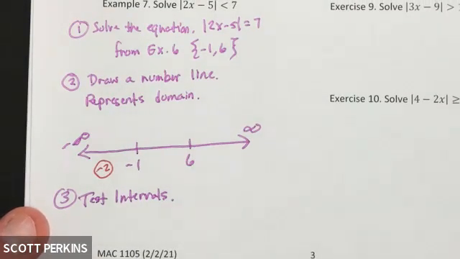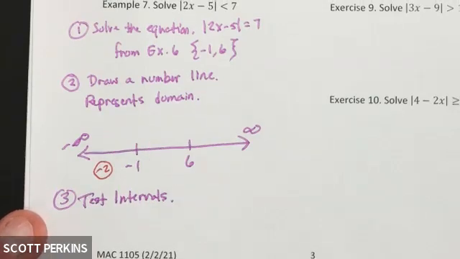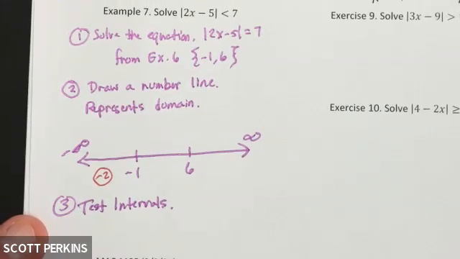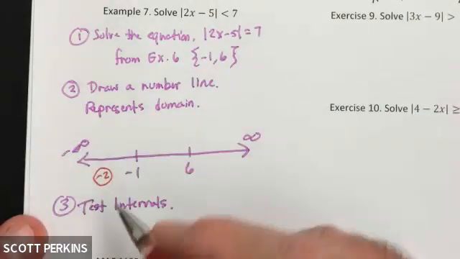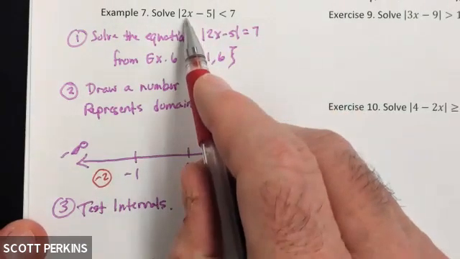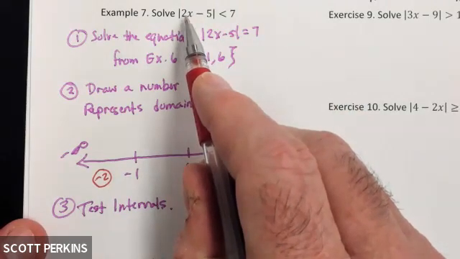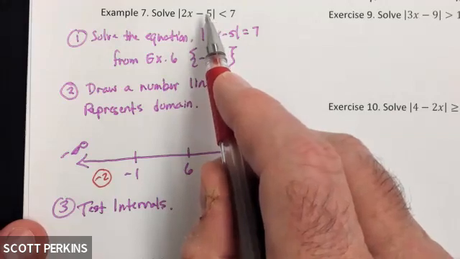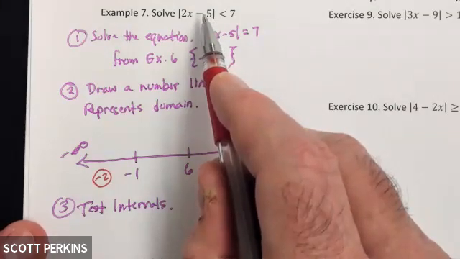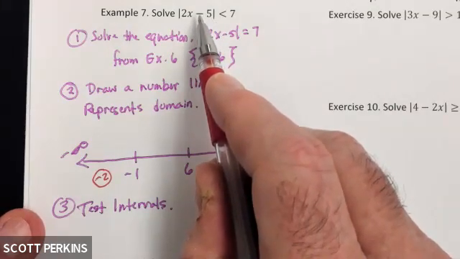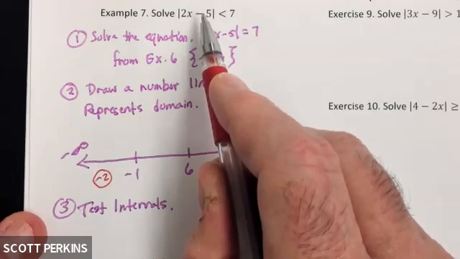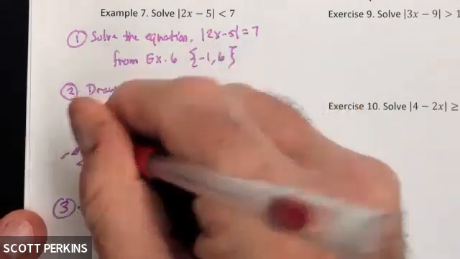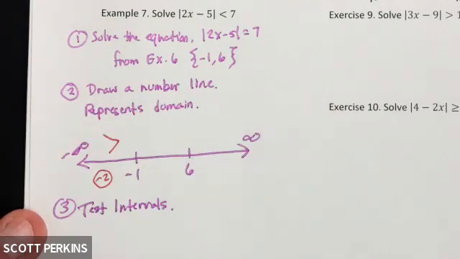And here's the question we're going to ask. When I plug -2 into my original absolute value, do I get a number above 7 or do I get a number below 7? Well, let's see. When I put -2 in, what's 2 times -2? -4. What's -4 minus 5? -9. What's the absolute value of -9? 9. Is 9 bigger than 7 or is 9 less than 7? Okay, I'm going to put a greater than here for bigger.